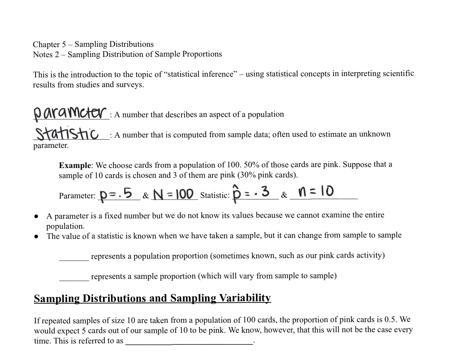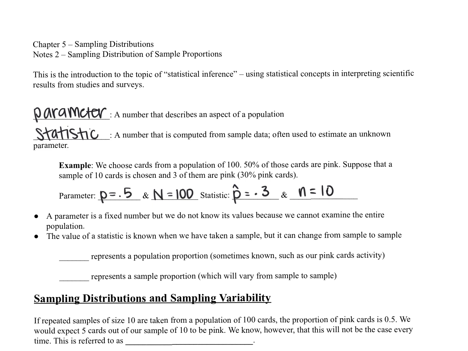So a parameter is a fixed number. Now, this was just kind of an example where we knew the entire population, but it's very, very uncommon for us to know that because it's not likely that you can examine an entire population. And then the value of our statistic is known when we have taken a sample, but it can change from sample to sample. So if I put those 10 cards that I drew back and drew another 10 cards, I could have found that only one of them was pink, or maybe 6 of them. So multiple samples can result in different statistics.